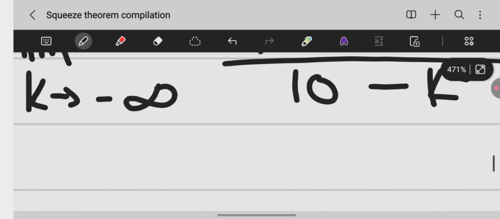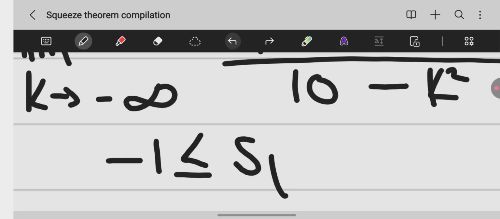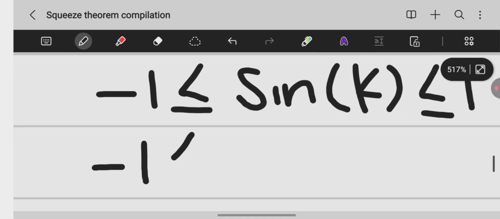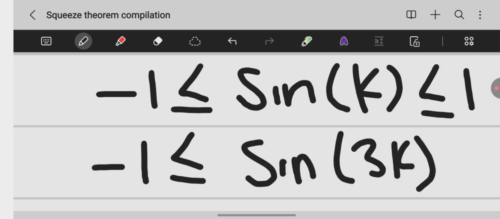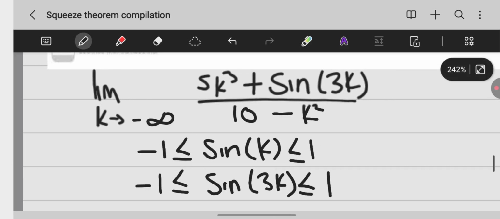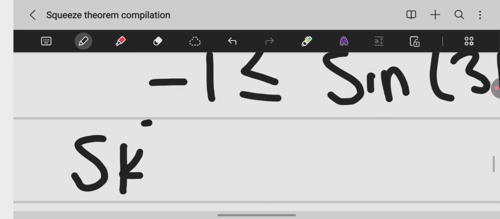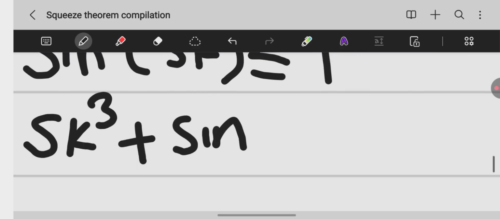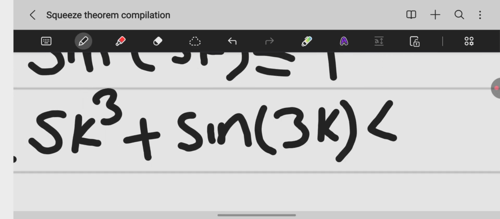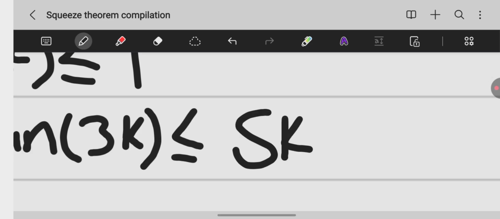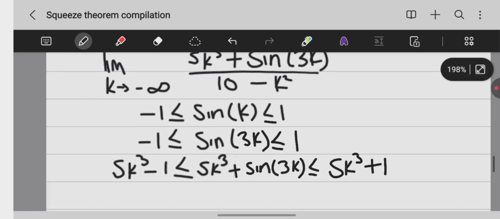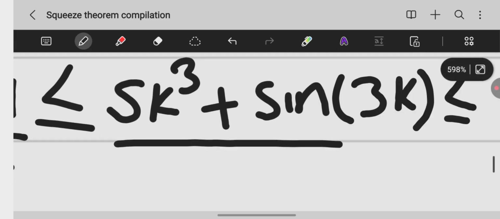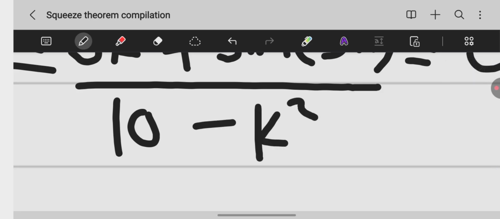Right? So this would be negative 1, sine k, and 1. Dealing with 3k, so our angle would change to sine 3k. And we're adding 5k cubed, so 5k cubed minus 1, 5k cubed plus sine 3k, and 5k cubed plus 1. Our denominator is 10 minus k squared, so I'm just going to write it here: 10 minus k squared, 10 minus k squared.